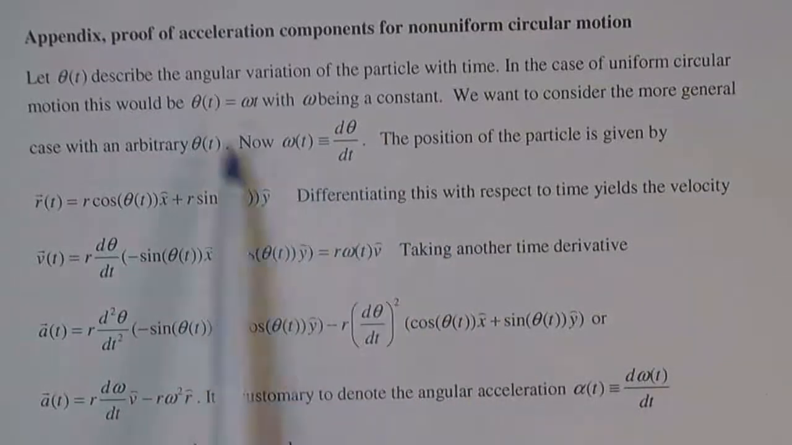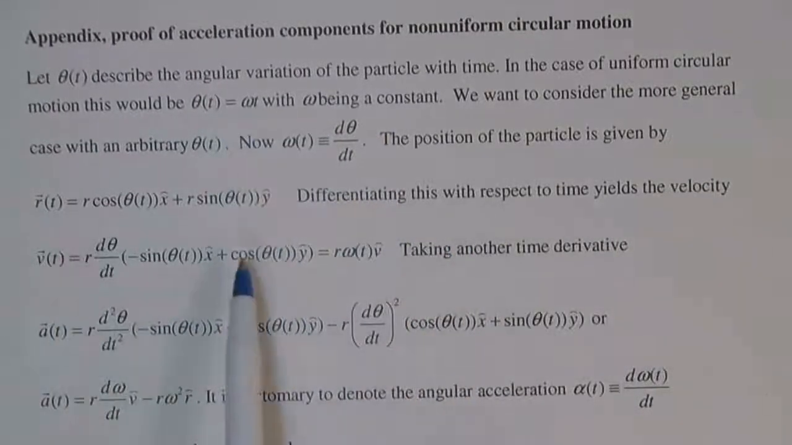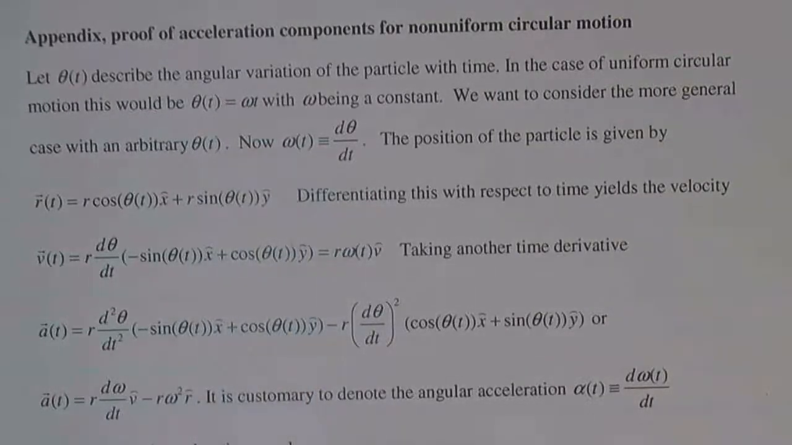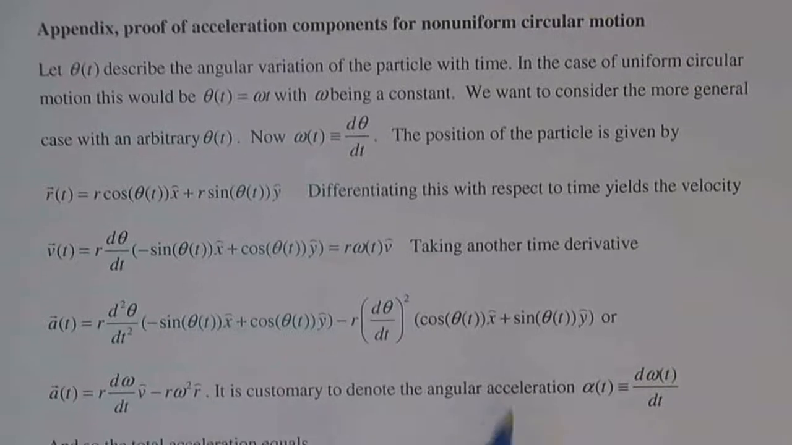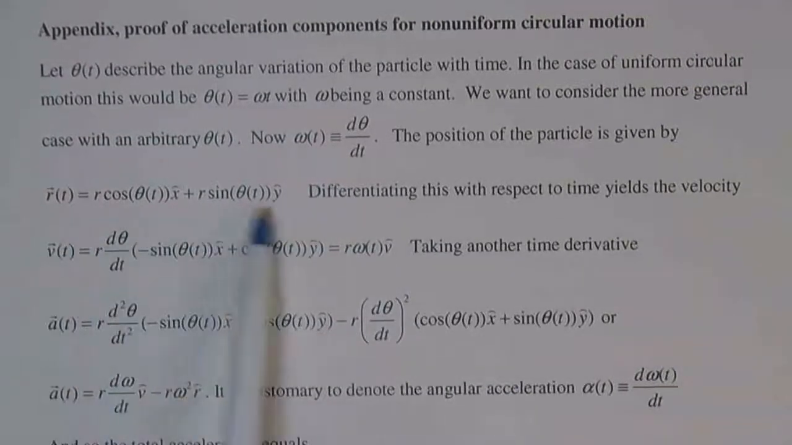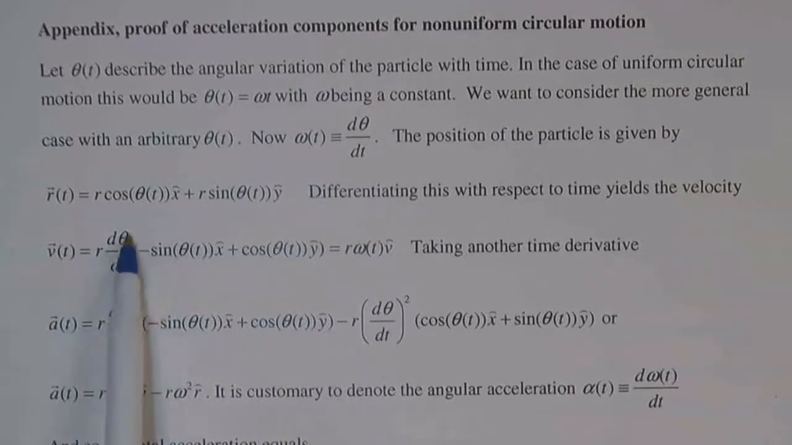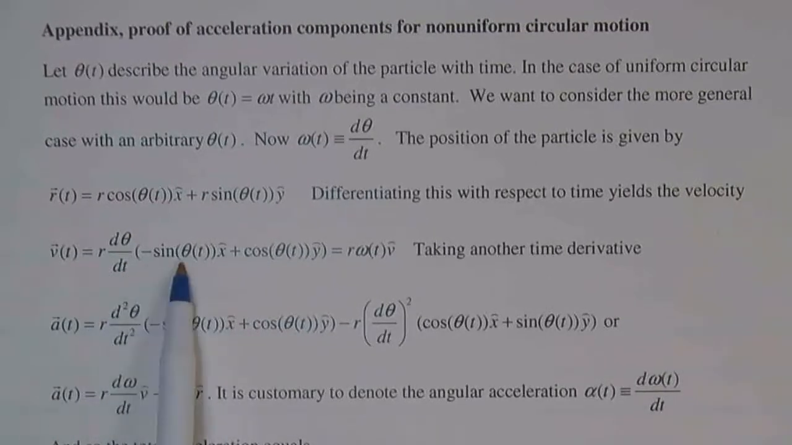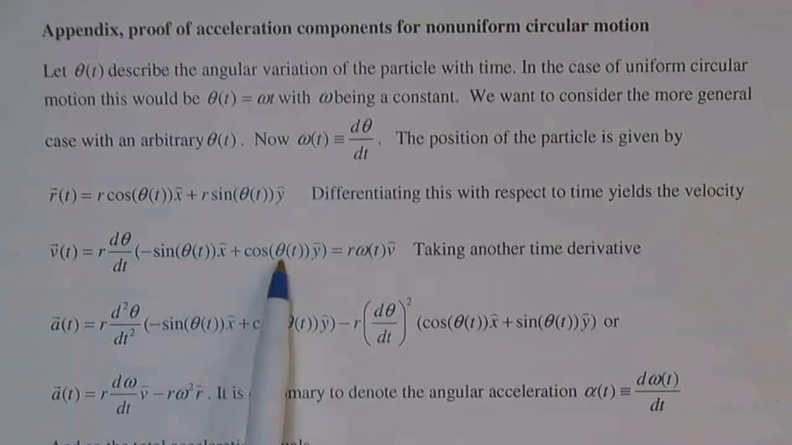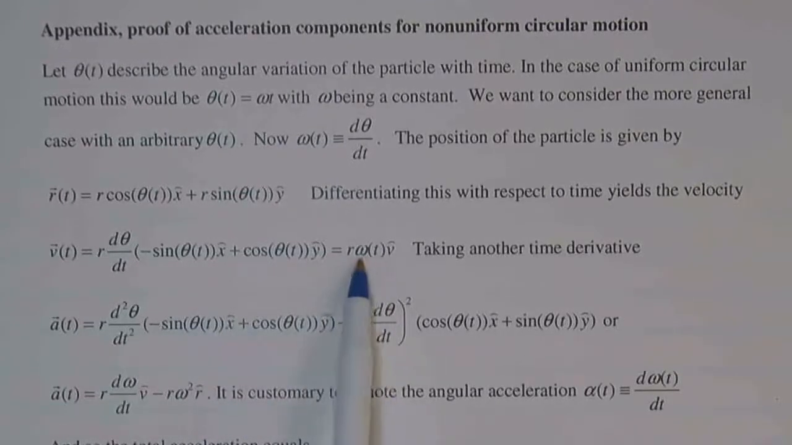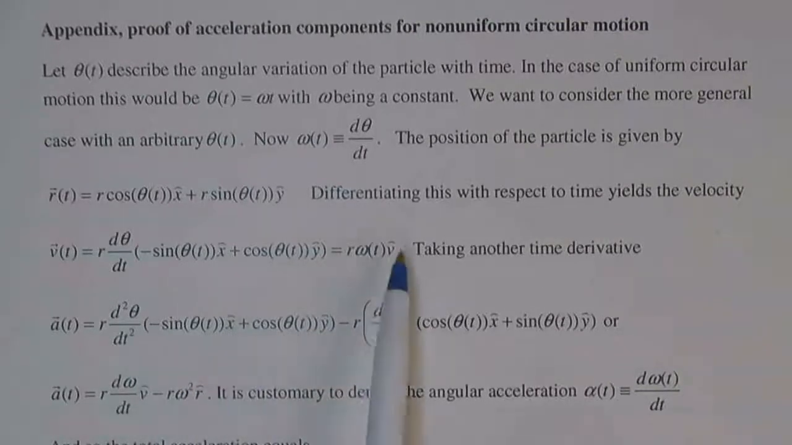So in the simple case where theta was equal to omega t, when we take the derivative of this, we just get omega of t is equal to the constant omega. But now we're looking at the more general case. So differentiating this expression for r with respect to time, we find that the velocity is equal to r d theta dt, which is going to be equal to omega, times minus sine x hat plus cosine of theta y hat. And so this is r omega of time, the instantaneous angular velocity, times v hat.